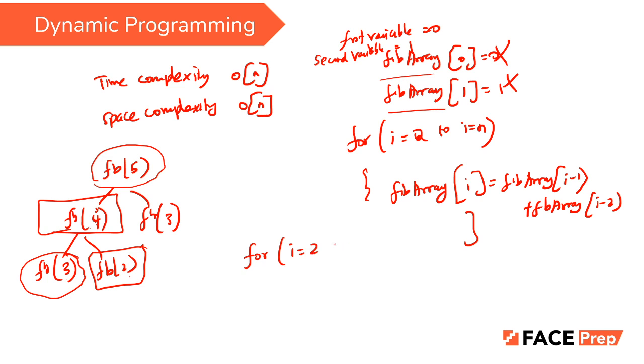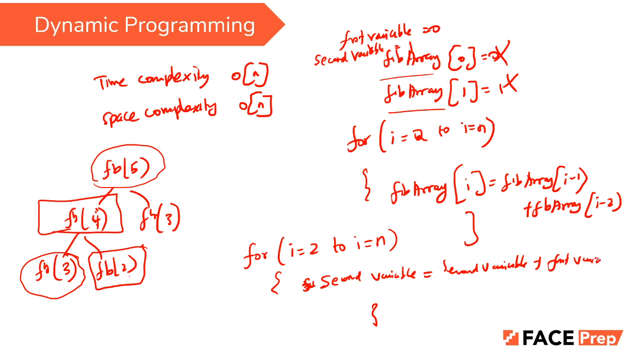I can say that for I equal to 2 to n, what am I going to do? I am going to say that the second variable is equal to second variable plus first variable, which means I am resetting the value of the second variable.